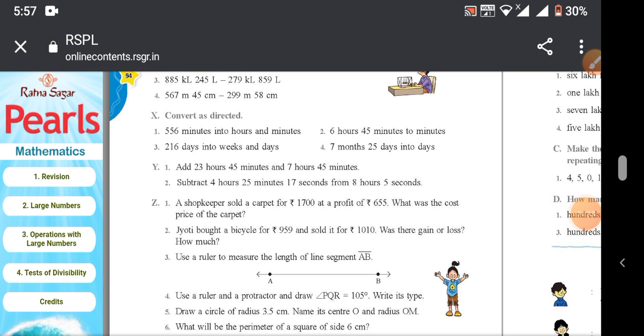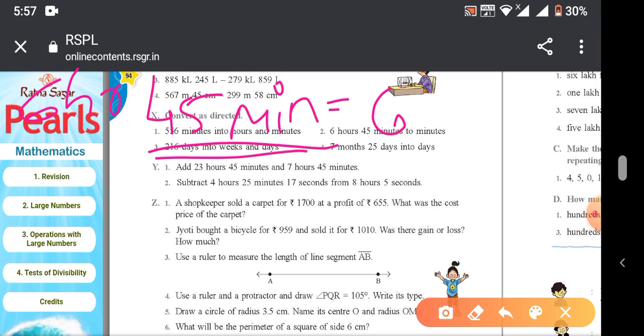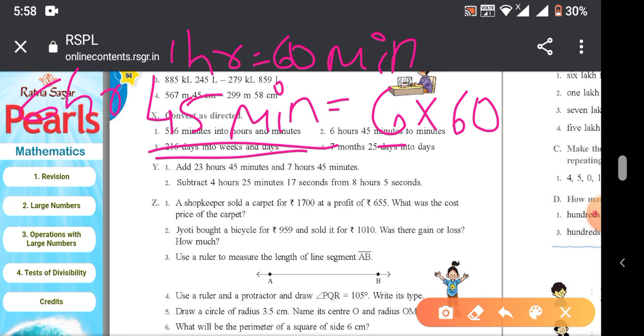So second question, 6 hours, 45 minutes to minutes. So here, hours into minutes. So 6 hours and 45 minutes. 45 minutes is already in minutes. Okay. So 6 into, before this, again we know that 1 hour is equal to 60 minutes. Then, for 6 hours, how many minutes? For this, we have to do multiplication and plus 45. 45 is already in minutes, that's why we write it as it is.